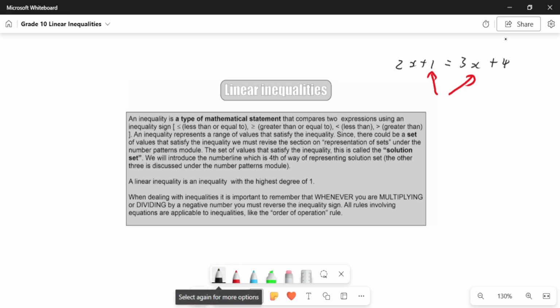Now with inequalities, when I'm saying 2x + 1 greater than 3x + 4, essentially what I'm asking myself is, what x values, with the s, must I put in here and here such that I can get numerical values from here that are greater than numerical values from here. Let me repeat that. What x values must I put into this expression and that expression such that I can yield numerical values on the left hand side that are greater than numerical values on the right hand side. That's why there's a range of values.